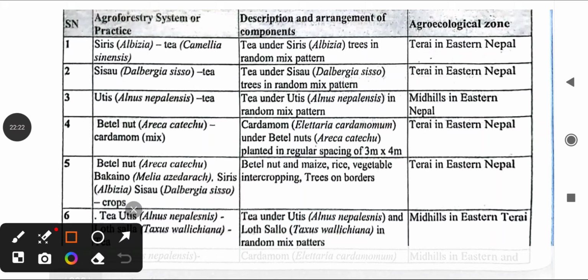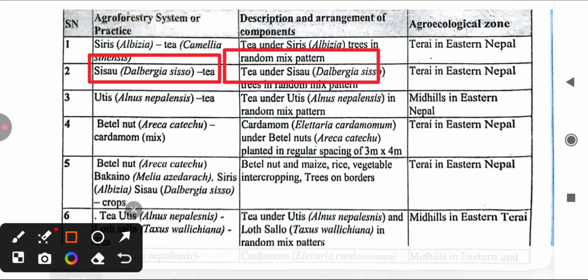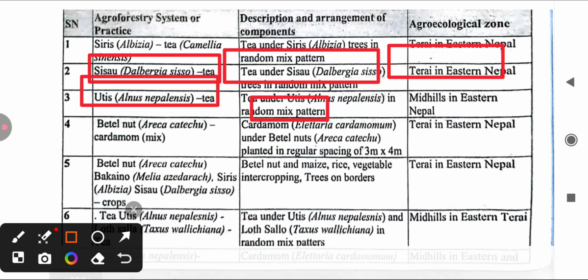Then Sisau and tea. Sisau and tea, tree under Sisau, tree is in random mix pattern in eastern Terai. Uttis and tea: tree under Uttis in random mix pattern in mid hill in eastern Nepal.